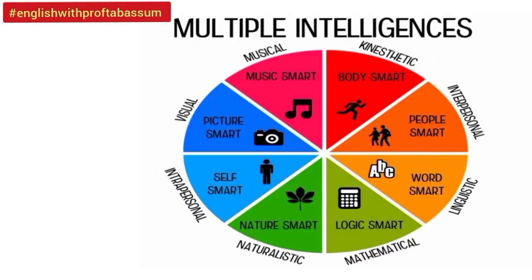Look at this picture. This picture symbolizes the multiple intelligences. Like if you are smart enough to understand the rhythms of music, then you are music smart. Similarly, if you have kinesthetic intelligence, you are body smart. Interpersonal intelligence, you are people smart. Linguistic intelligence, you are word smart. Mathematical intelligence, you are logic smart. Naturalistic intelligence, you are nature smart. Intrapersonal intelligence, you are self smart. And visual intelligence, you are picture smart. So these are all the 9 intelligences.